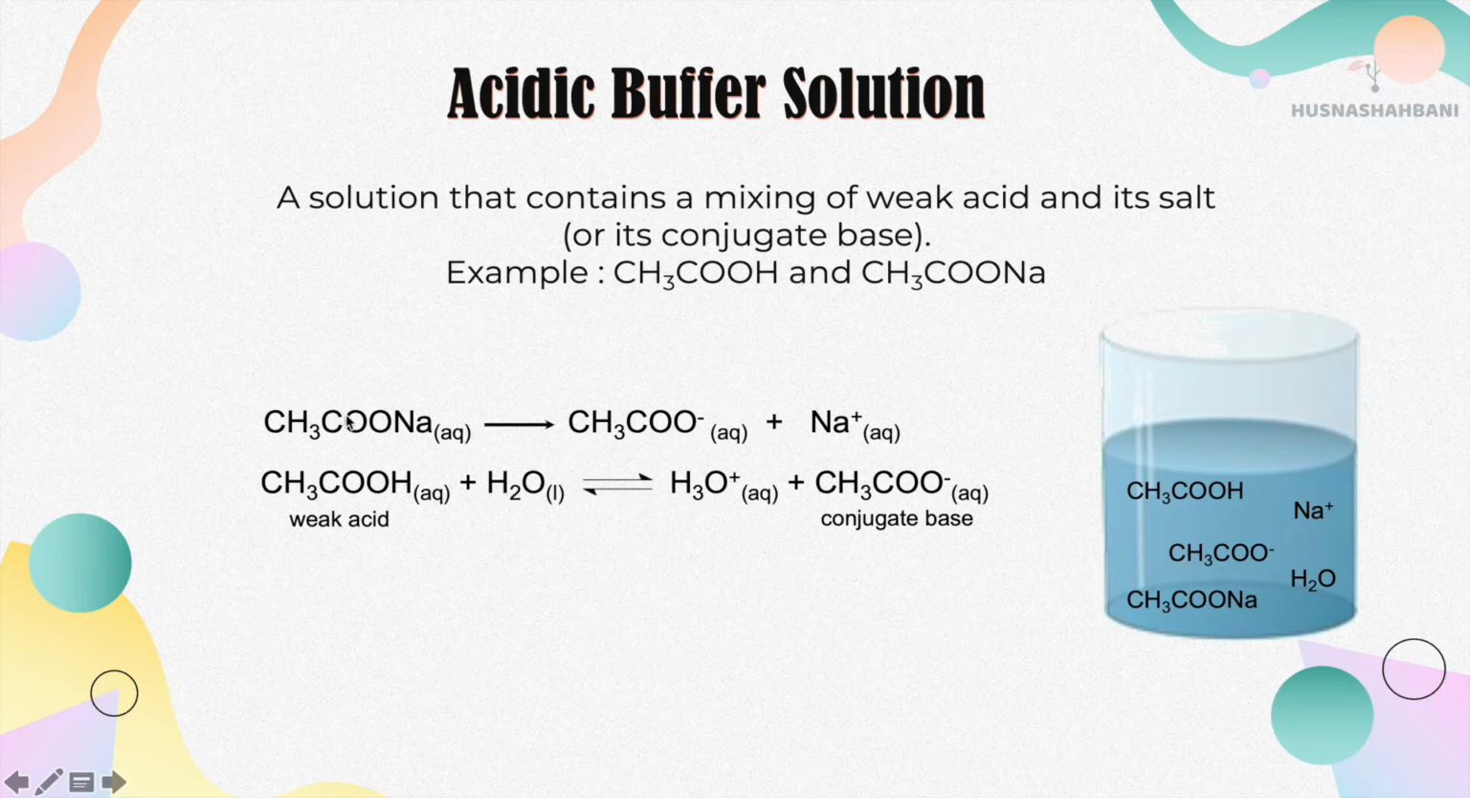And then here, this is the equation for the dissociation of the salt. CH3COO-Na dissociates into the anion CH3COO-, which you call the conjugate base, because this is the conjugate base for this weak acid, plus the cation Na+. And now here, CH3COOH, the weak acid, dissociates in water to form H3O+ and CH3COO-. So that's the acidic buffer solution.